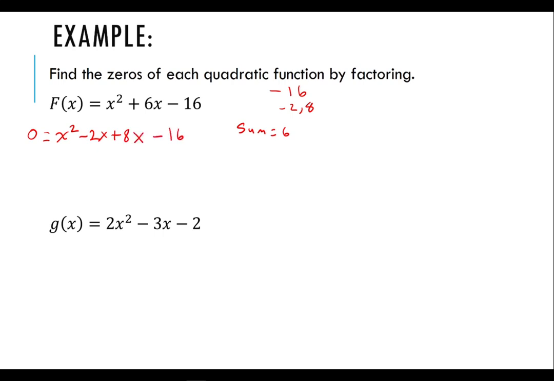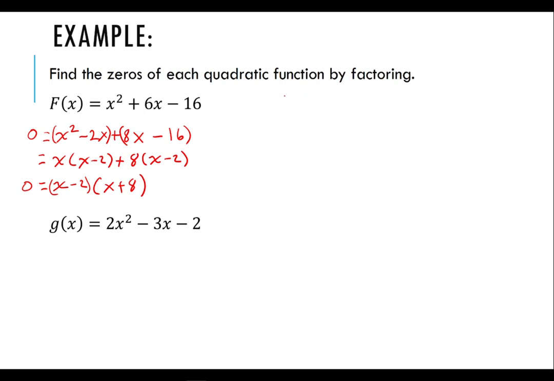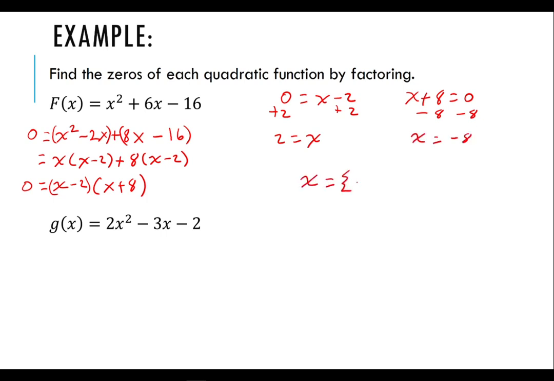Now I can factor by grouping. That's then x times x minus 2 plus 8 times x minus 2. That factors completely to be x minus 2 times x plus 8. Then use the zero product property. That is 0 is equal to x minus 2, or x plus 8 is equal to 0. Add 2, add 2. 2 is equal to x, minus 8, minus 8. x is equal to negative 8. So my solutions are x is equal to negative 8 and 2.